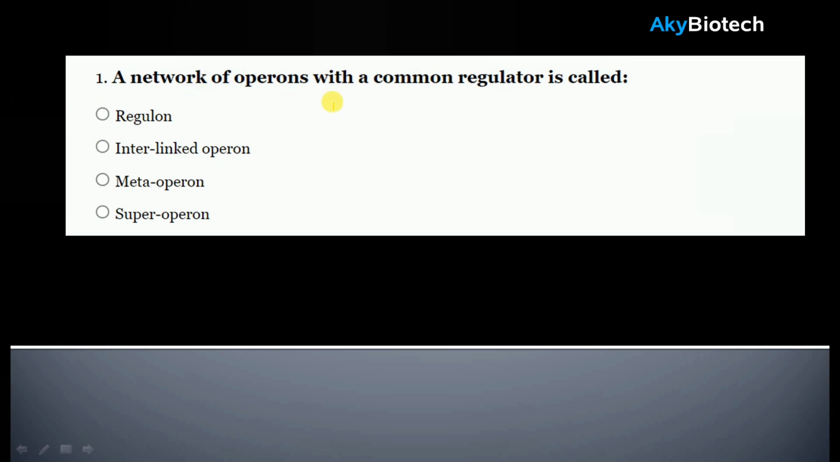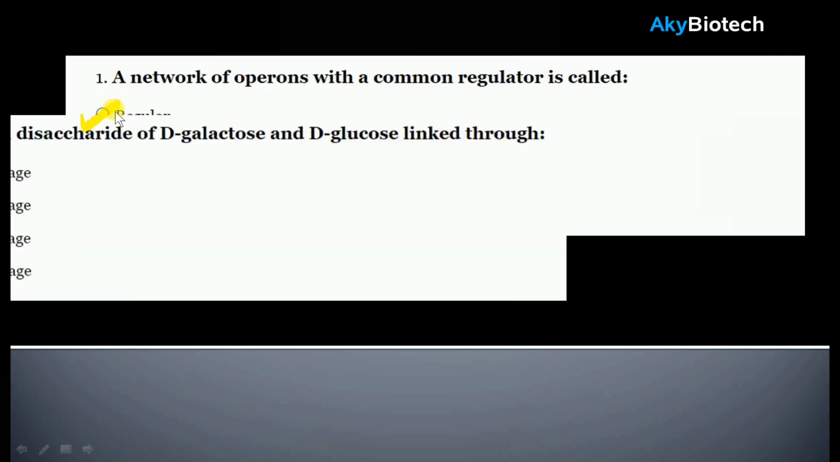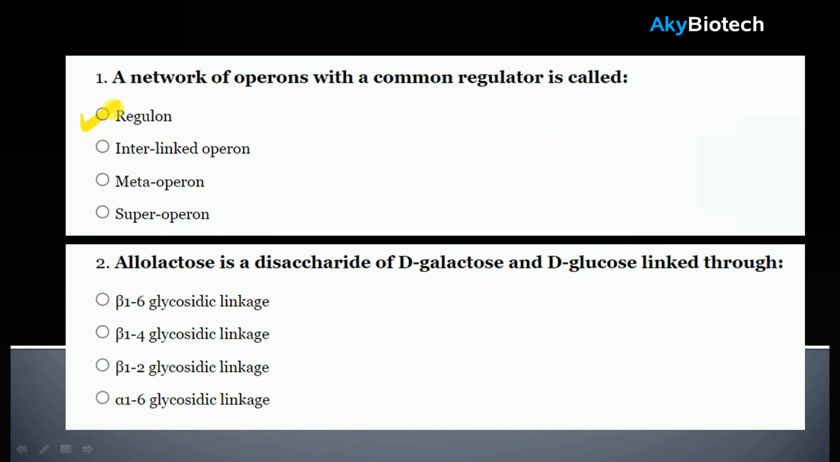A network of operons with a common regulator is known as a regulon. The first one is the correct answer. Second, allolactose is a disaccharide of D-galactose and D-glucose linked through beta-1,4 glycosidic linkage. So the correct option is this one.